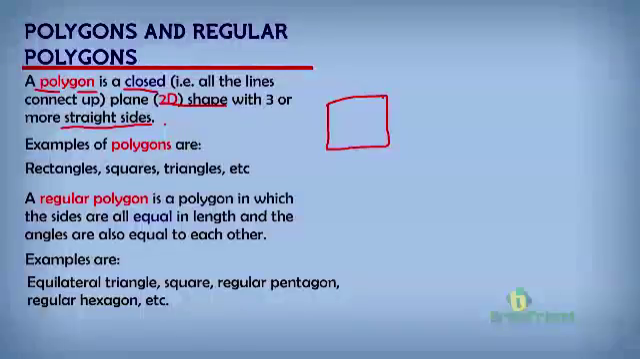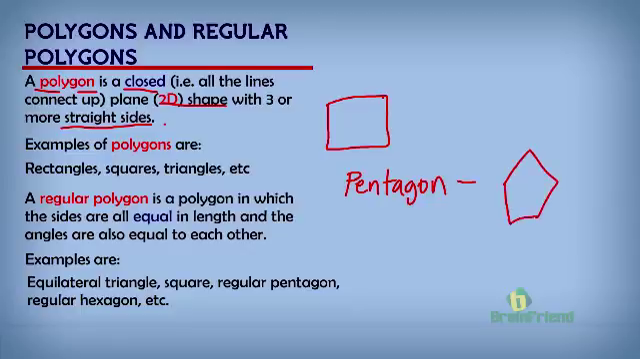5 sides. A shape that has 5 sides is called a pentagon. It has 5 sides. 1, 2, 3, 4, 5. Pentagon. A shape that has 6 sides is called hexagon. It has 1, 2, 3, 4, 5, 6. A shape that has 7 sides is called heptagon.